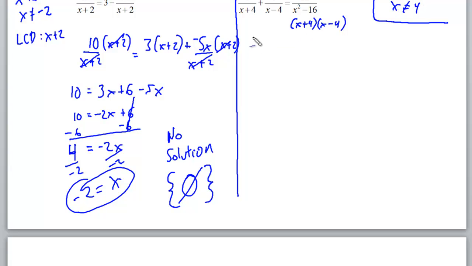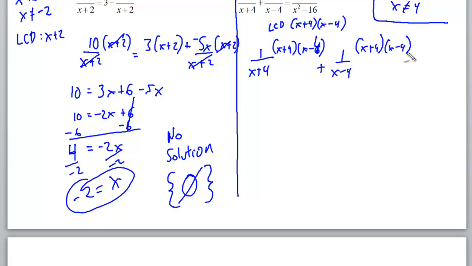Now, these are my danger numbers, so if my answers come up either 4 or -4, I have to throw them out. And now what I'm going to do is multiply everything by the least common denominator, which is x plus 4, x minus 4. So I got 1 over x plus 4 times x plus 4, x minus 4. I got 1 over x minus 4, which is multiplied by x plus 4, x minus 4. And then I've got 22, which is going to be multiplied by x plus 4, x minus 4.